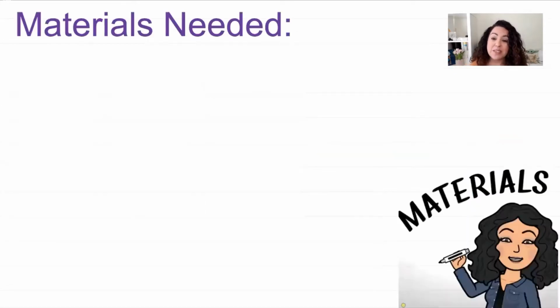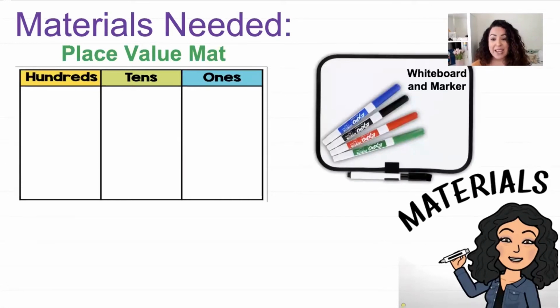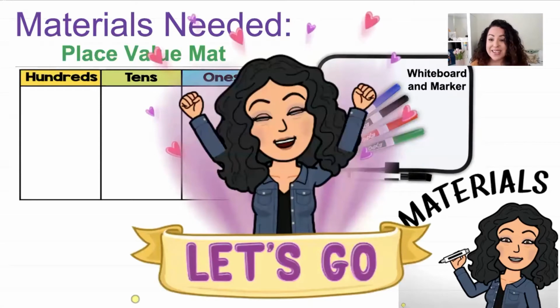So materials for today: you can have a place value mat. It might be handy if you have it in one of those sleeves where you can write on it, or go ahead and get a whiteboard and a marker. No place value chips today. You're going to be drawing them all on your own. So let's go ahead and get started.